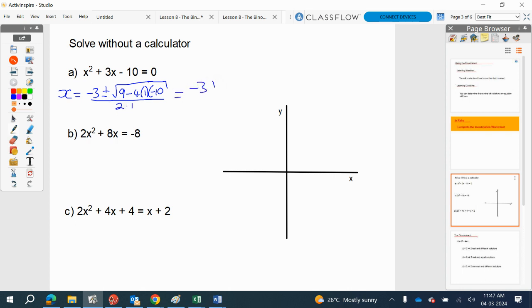This gives us minus 3 plus and minus the square root of 9 plus 40 over 2. This gives us minus 3 plus and minus the square root of 49, which is 7. So plus and minus 7 over 2, and it gives us x1 is equal to minus 2 and x2 is equal to plus 2 and minus 5.